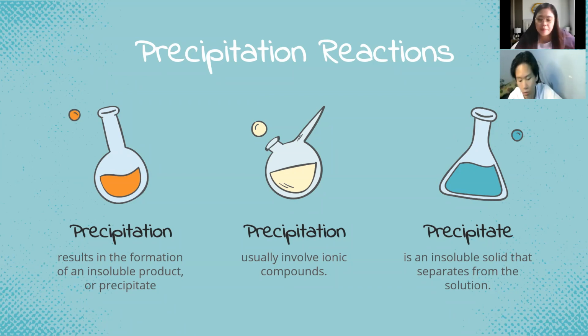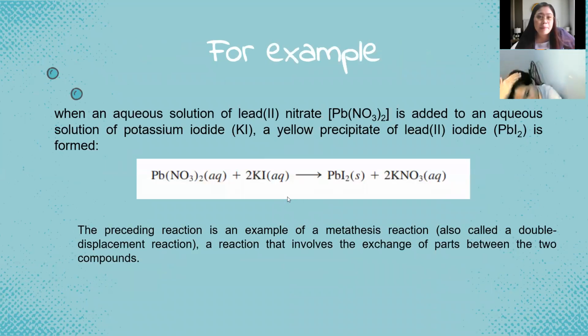And then, most of our precipitation reactions usually involve ionic compounds. So again, with ionic compounds, we have the components cation and anion. And again, that precipitate is insoluble. It will be seen in the solution but it will not dissolve.